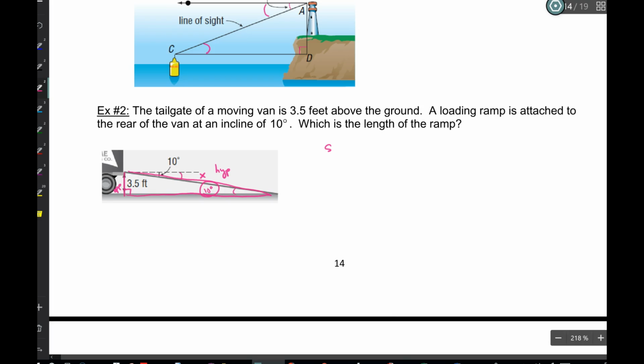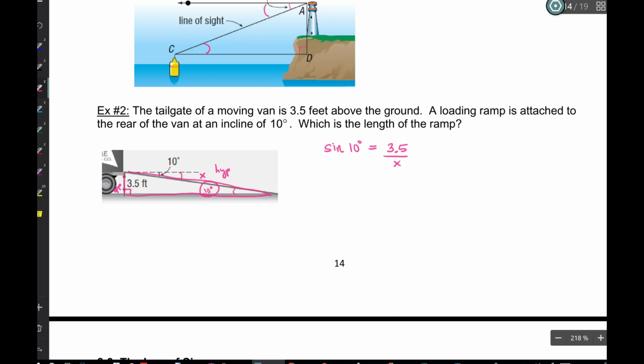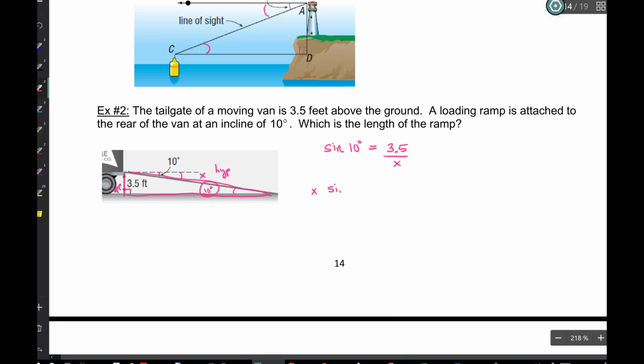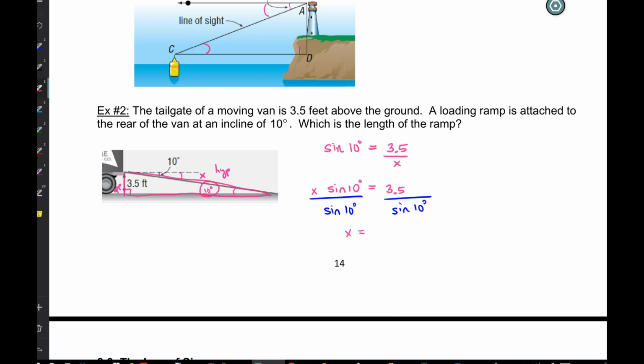So we're going to write sine of 10 degrees equals 3.5 over x. Now I want to solve for x, so I'm going to multiply both sides by x. And then I want to divide by the sine of 10, because remember we're isolating x. So we're going to type in 3.5. Go ahead and do that. 3.5 divided by the sine of 10.